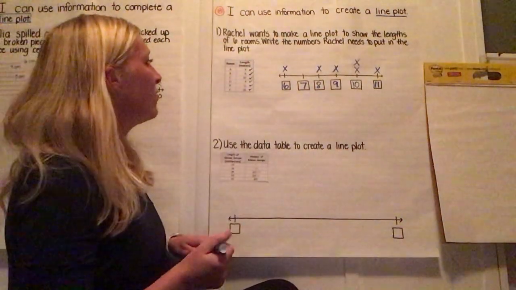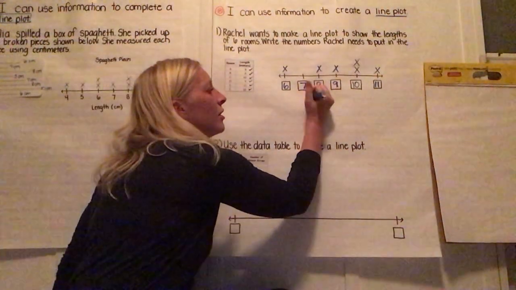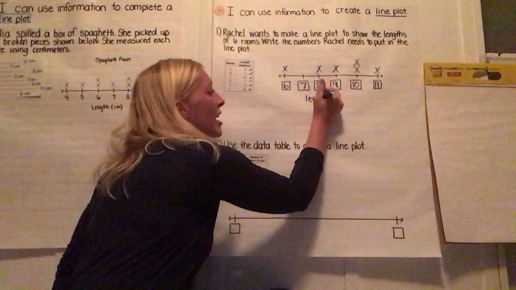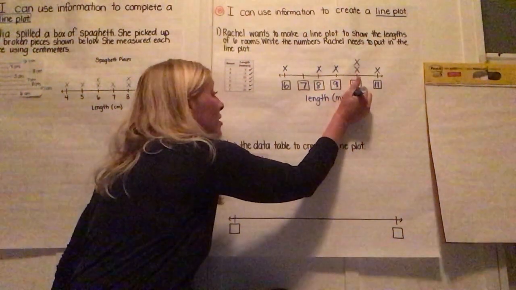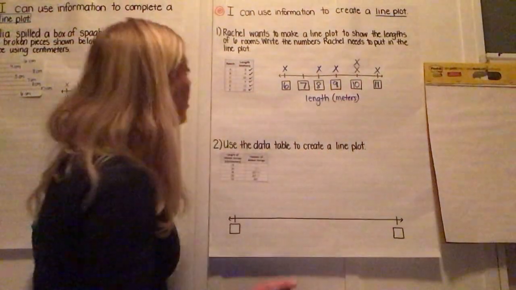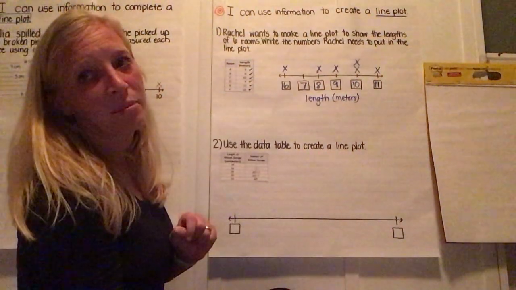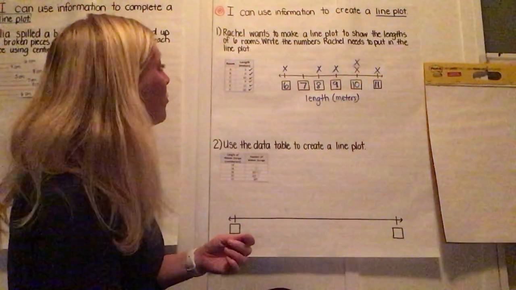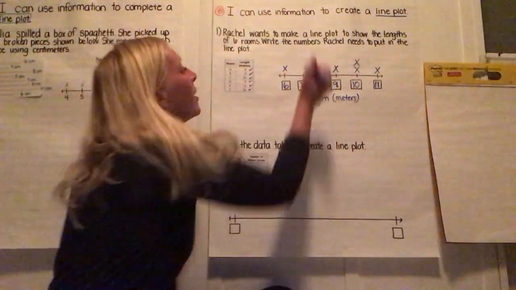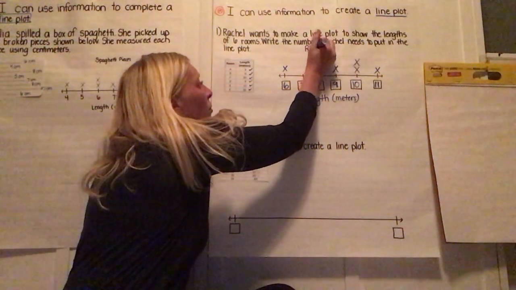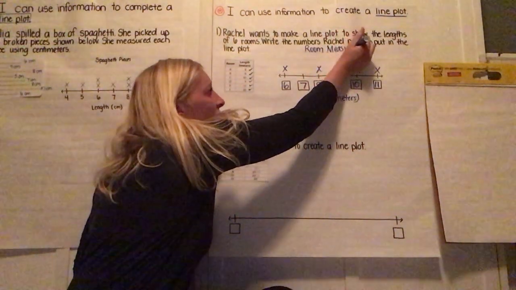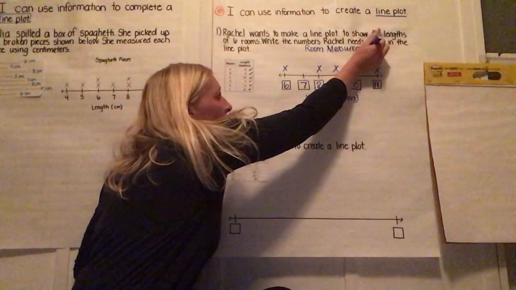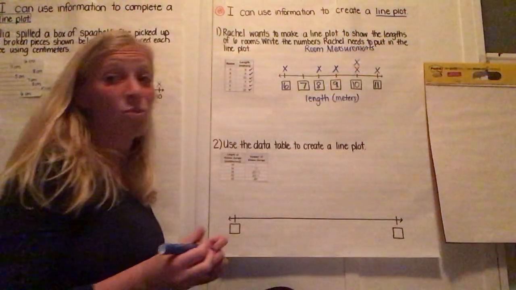What label would I give down here? Yes, length. And I'm going to say meters because it's not centimeters, it's not inches. And what am I going to put up here? What could be my title? What am I measuring? Room measurements. Nothing fancy, right? My title isn't a whole sentence. It's just, what am I measuring?